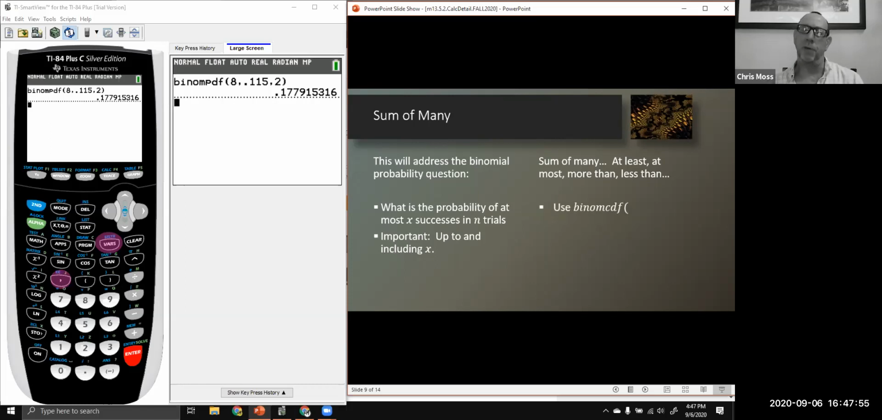So in this case, we use the cumulative distribution function. And again, it will need the N, the P, and the X of whatever problem it is you are working on, but because it is cumulative, it gives you something a little different. It gives you the sum of probabilities, 0 up to and including X.